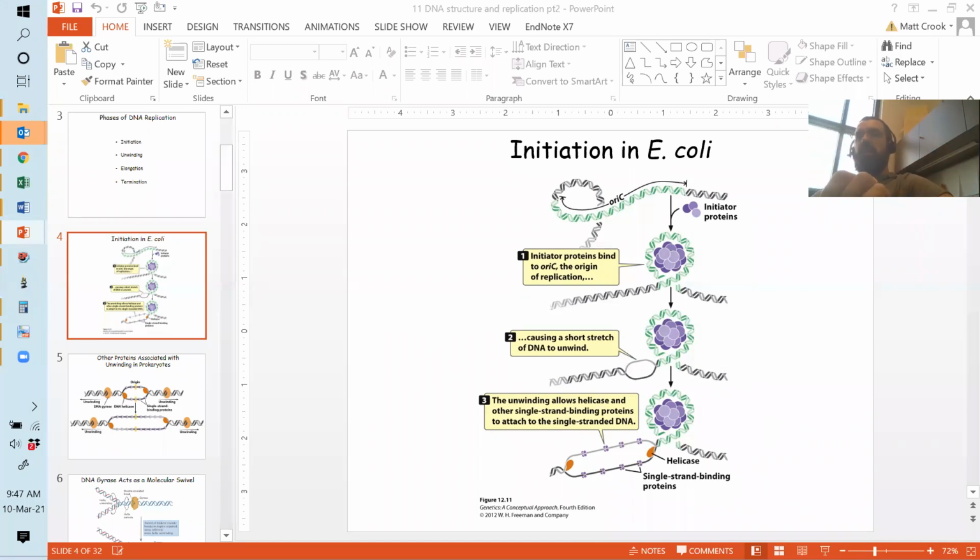Its job is to move along, process along the DNA. It kind of walks along and acts like a bit of a plow or a wedge. Its job is to force its way between the two strands, forcing them open, causing them to unwind and open up.